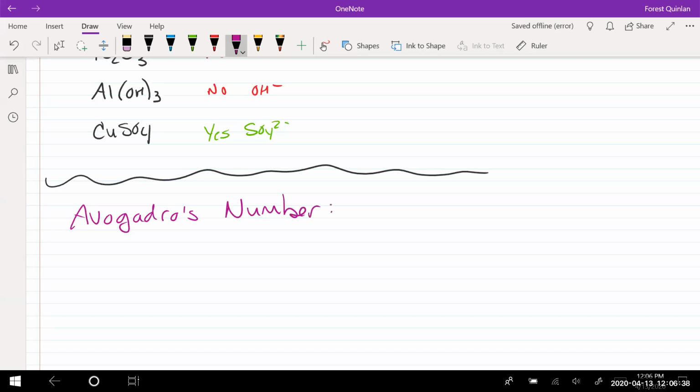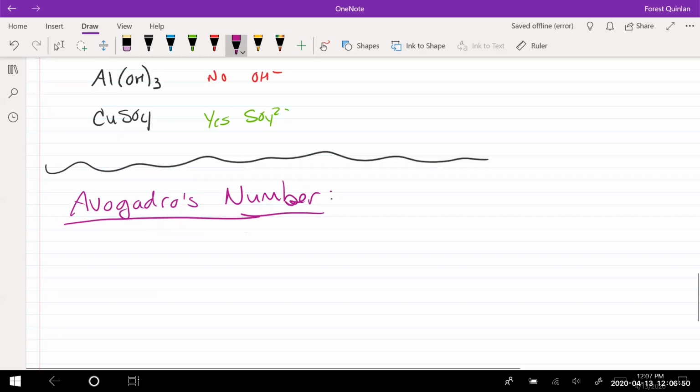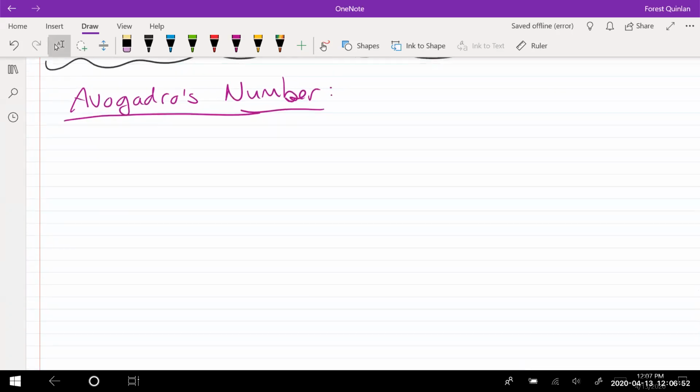Avogadro's number. Now, this is what I like to call the most useful, useless number there is. And it's useful insofar as what it does for us, and also because for whatever reason in any sort of high school chem course, the only thing anyone remembers is this number. And I'll tell you why that's useful and then tell you why it's also useless.